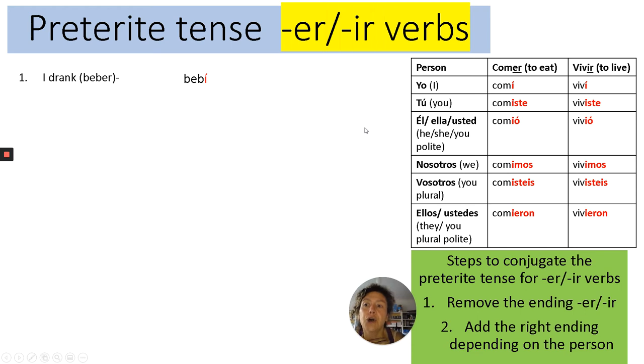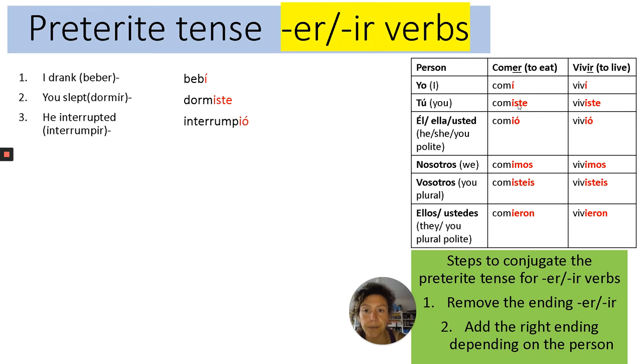Dos. You slept. Dormir. Pause. Dormiste. I removed the IR and I added iste because that's the ending for you. Número tres. He interrupted. Interrumpir. Pause. Interrumpió. So I removed the IR ending and I added ió, because that's the ending for he.